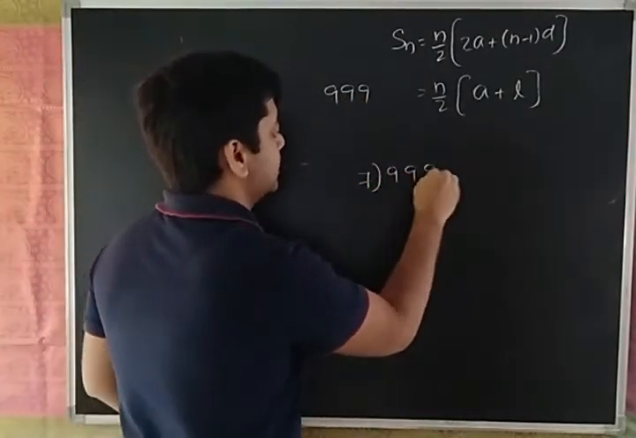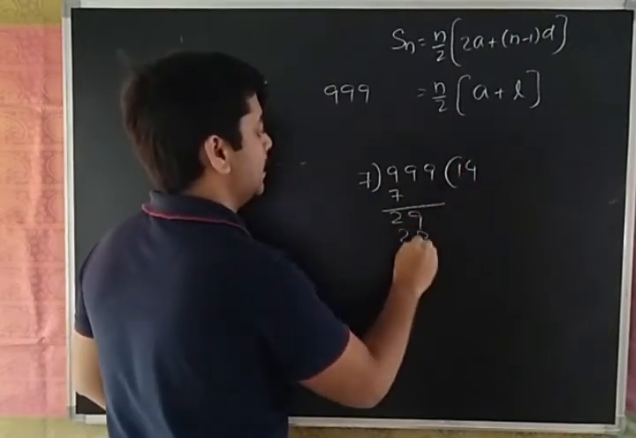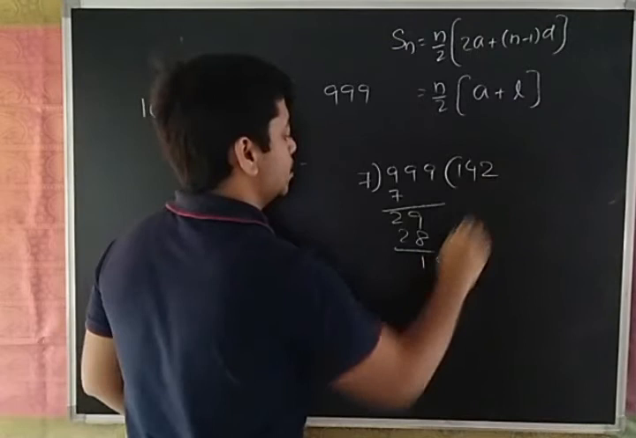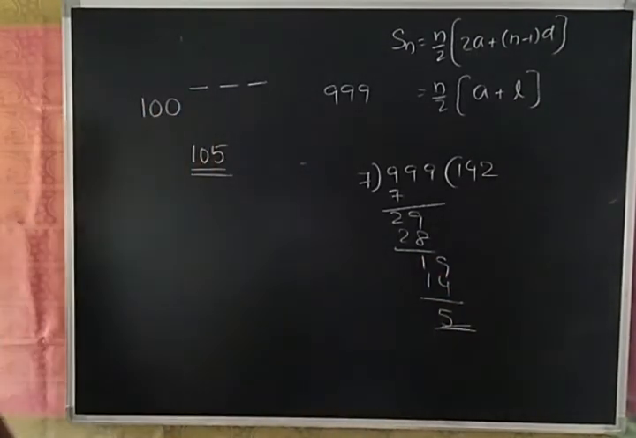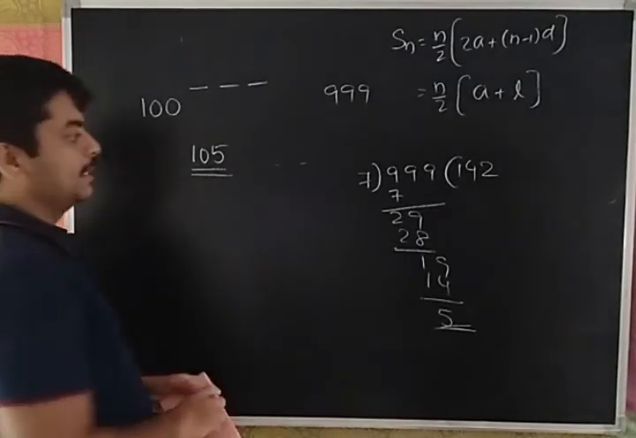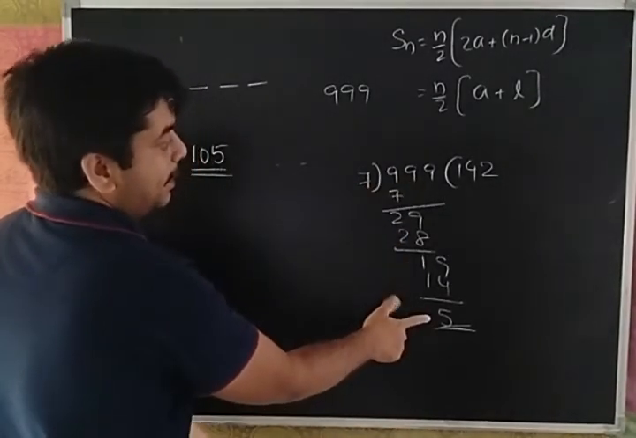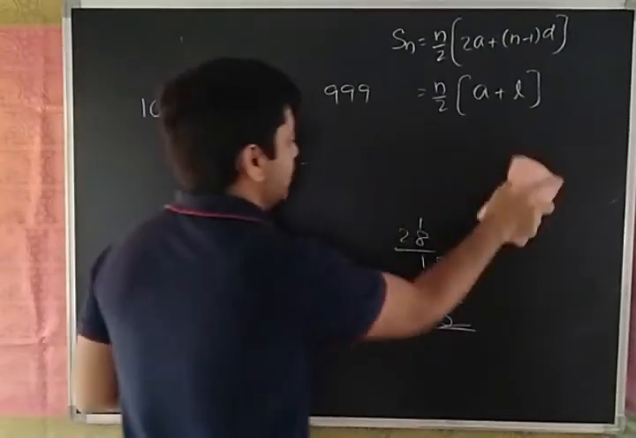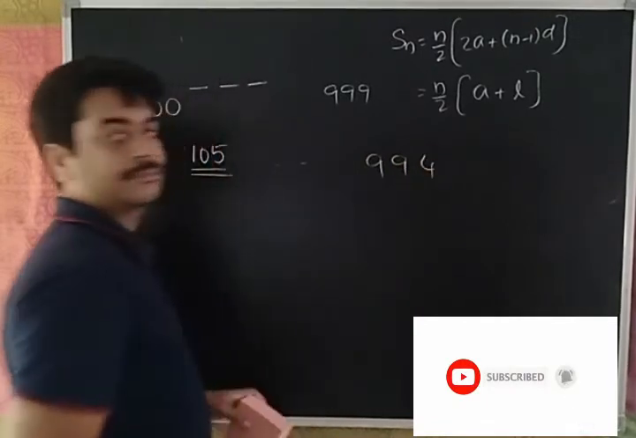7 ones are 7, you have 2, 29, 7 fours are 28, 1, 9, 7 twos are 14, you still have the balance as 5. What we'll do? As the remainder is 5, 999 minus 5 is 994. I'll see whether 994 is divisible by 7 or not.